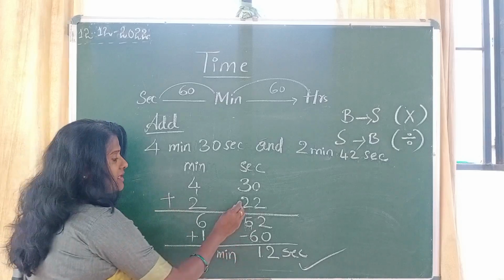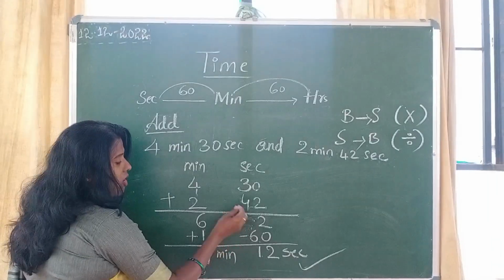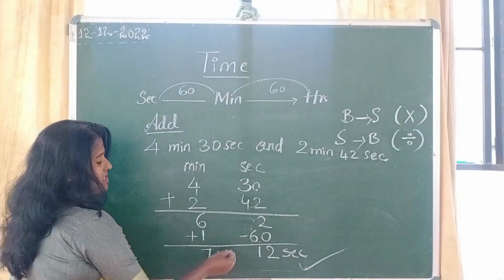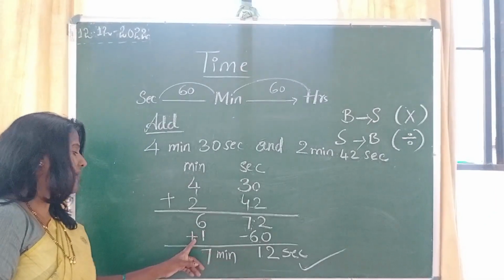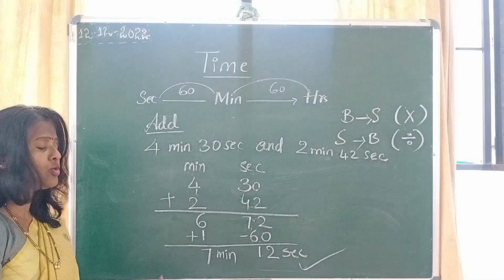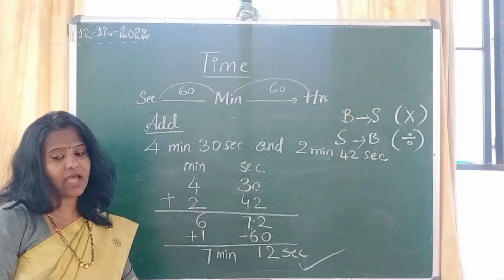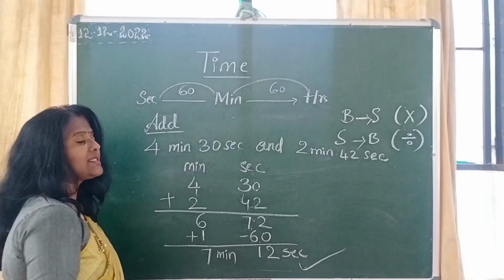But whenever this is greater than 60 or equal to 60, then you have to subtract 60 and add 1 in the minutes. So this is how you have to add the time. Let us see how to subtract.